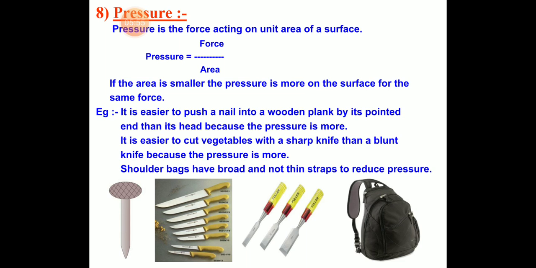It is easier to push a nail into a wooden plank by its pointed end than its broad end because the pressure is more in the case of the pointed end. That's why with less force we can easily push a nail into a wooden plank. It is easier to cut vegetables with a sharp knife than a blunt one because the area is very small and the pressure will be high with little force.